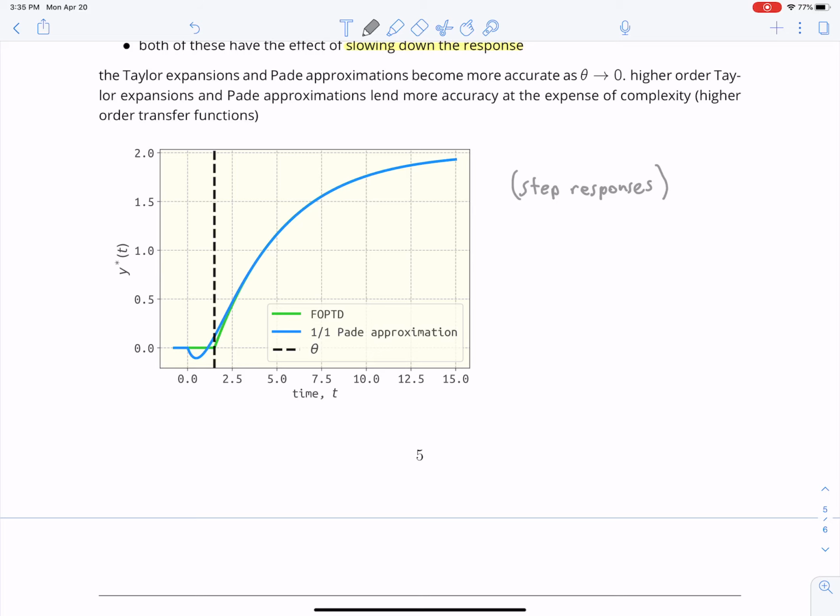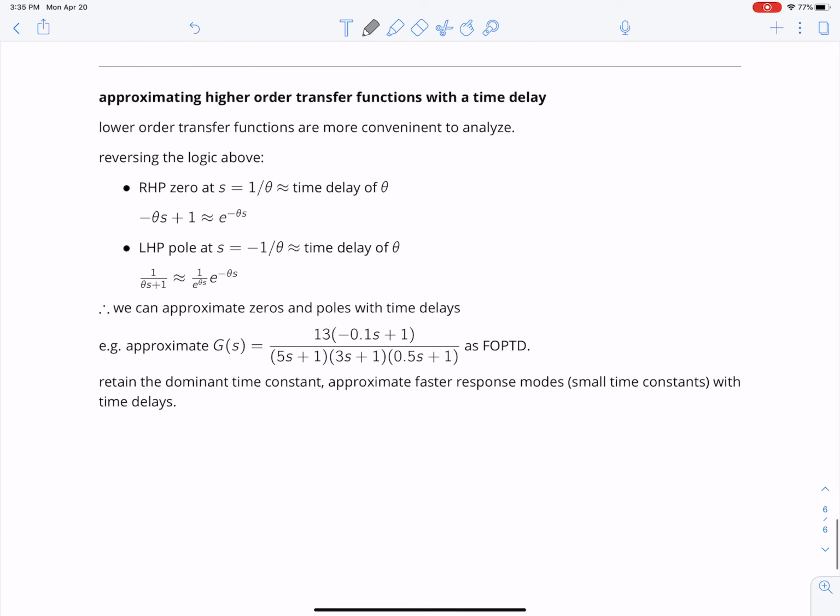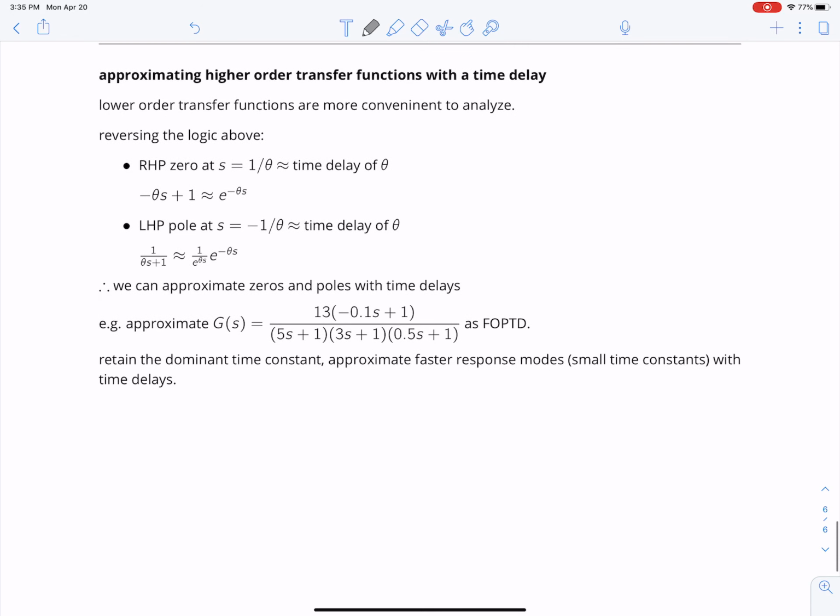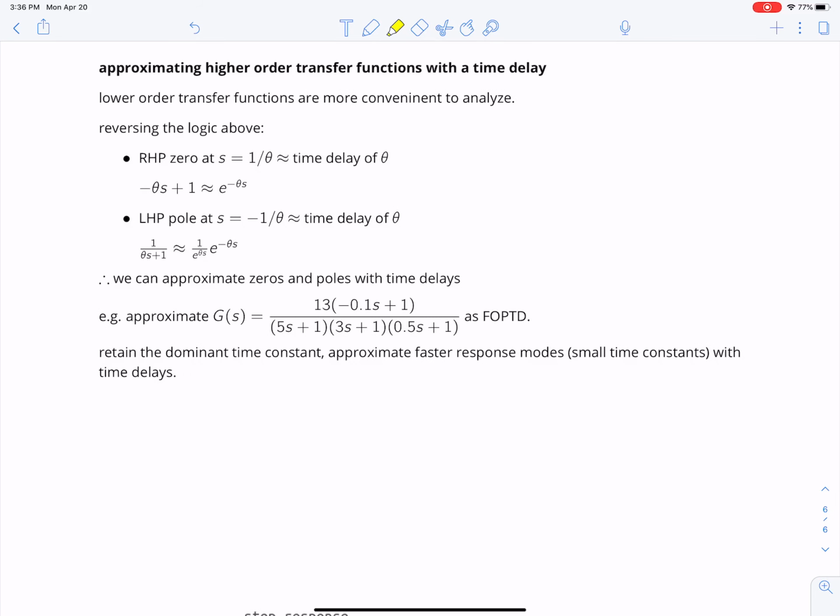We're comparing step responses. Okay, and the last thing I want to show you is that we can work backwards and approximate a higher order transfer function with a time delay. And you might want to do that because lower order transfer functions are very convenient to analyze. We don't know how to analyze, for example, first over third order transfer functions, right? And the way that we can do this, and I'll illustrate it below, is just work backwards, right?